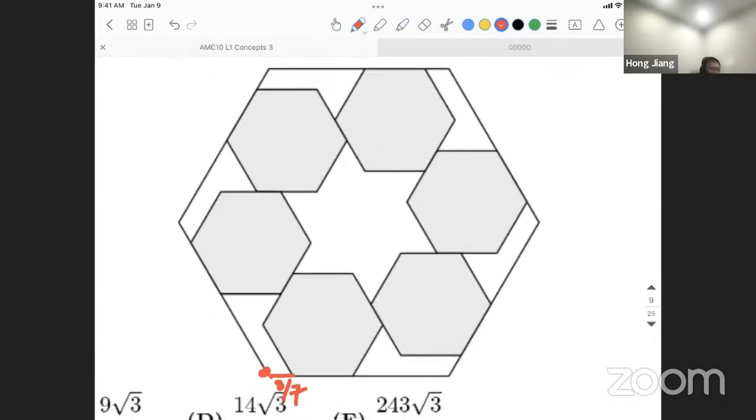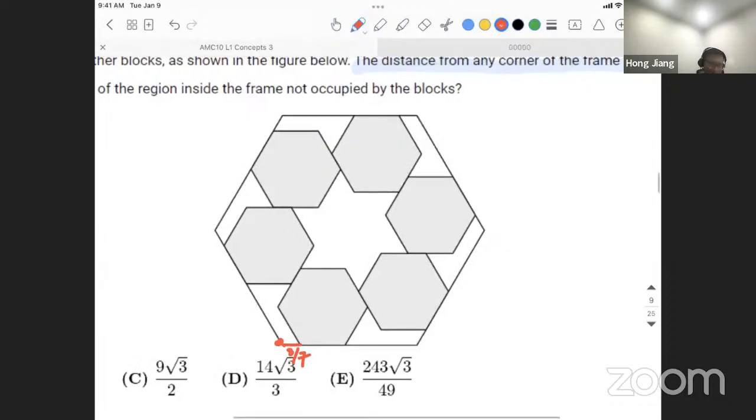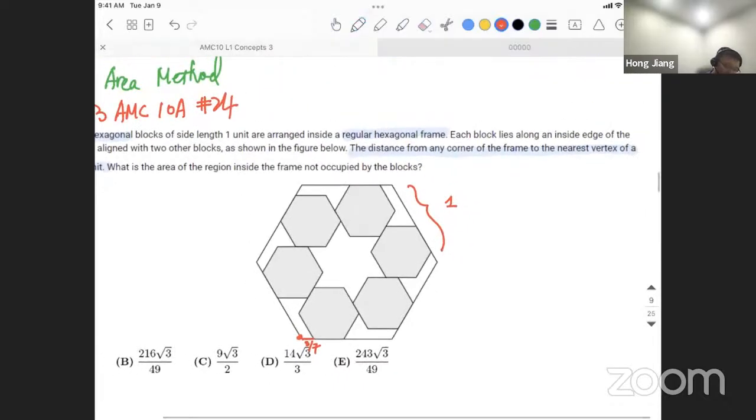Let's have a look at it. How are you going to deal with this, right? I need to find out the area of the white part. The question gives me what? The big frame, the length is what? Sorry, the smaller block is what, right?